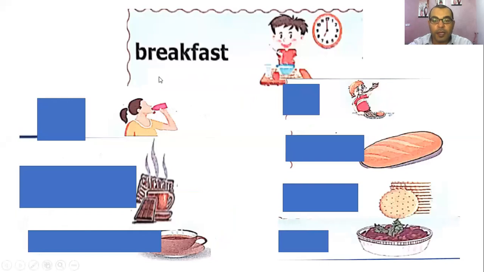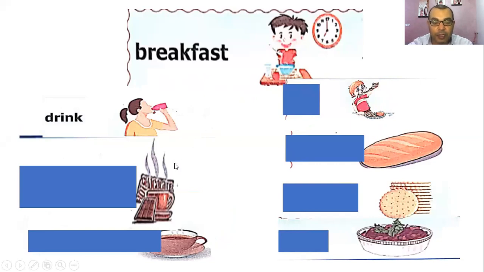Okay, as you see here at 7 o'clock, the main meal is called breakfast, okay? Now I only need you to guess, what is this woman doing? Is she eating or drinking? Good. She's drinking, and the main verb is drink. And here, what is happening? The boy is eating or drinking? I need you to guess the verb.